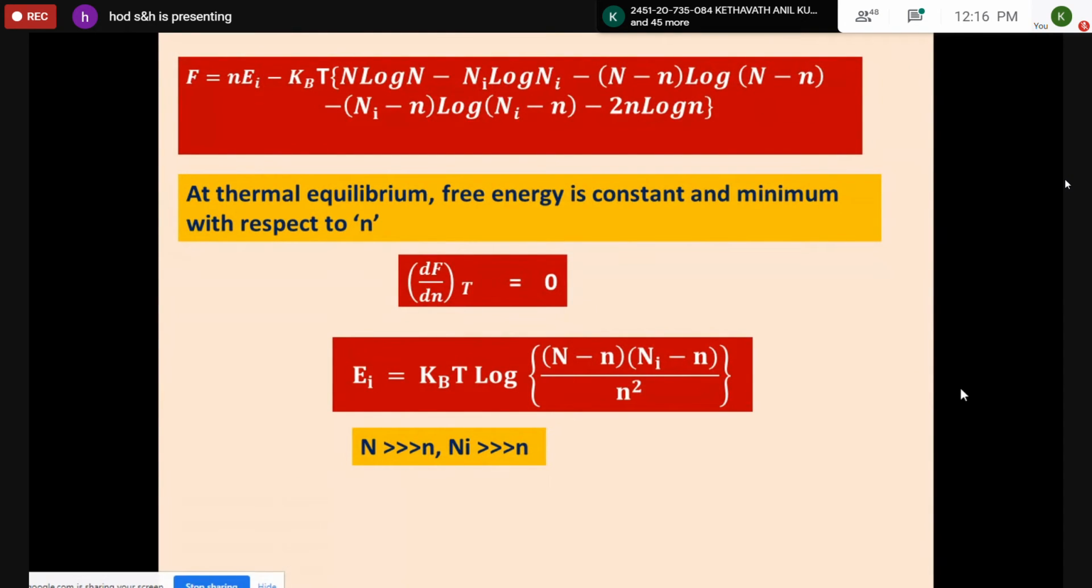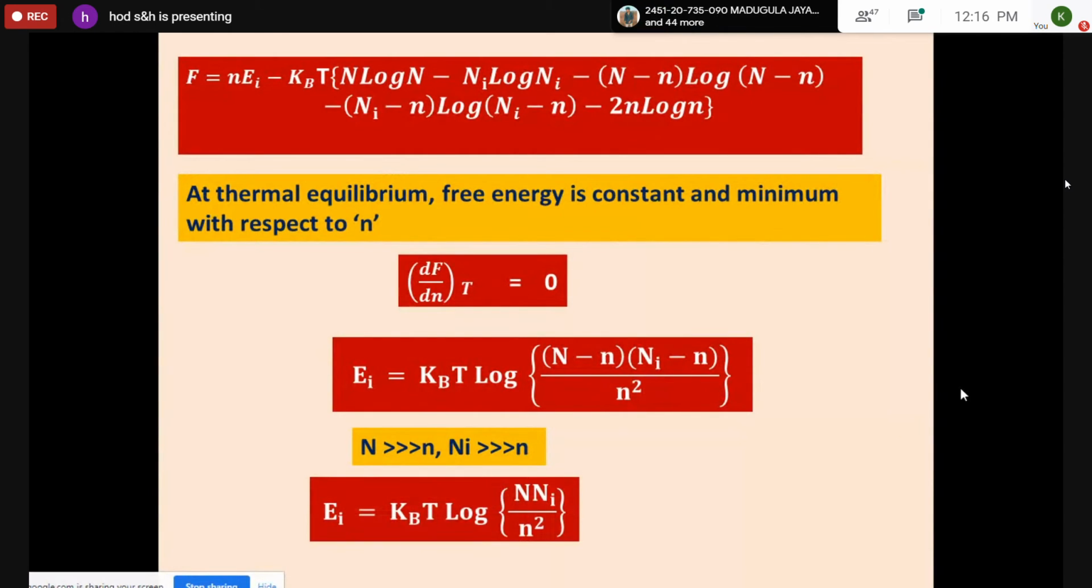And if you compare capital N, small n is negligible. The number of vacancies, number of lattice points or ionic sites, and number of interstitial positions are very much higher compared to the number of Frenkel defects. So small n can be neglected, and it can be written as EI is equal to KBT log N Ni by n square.